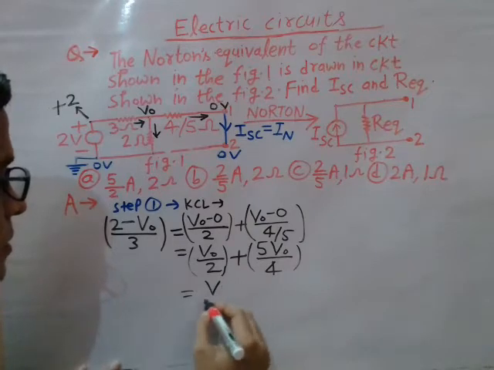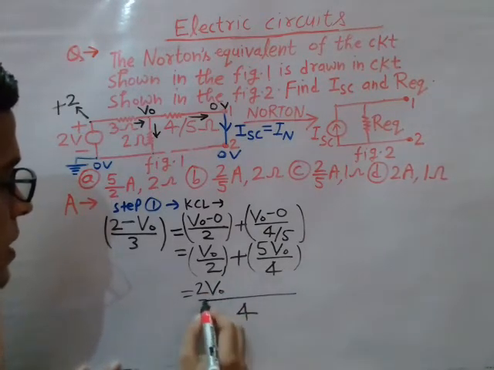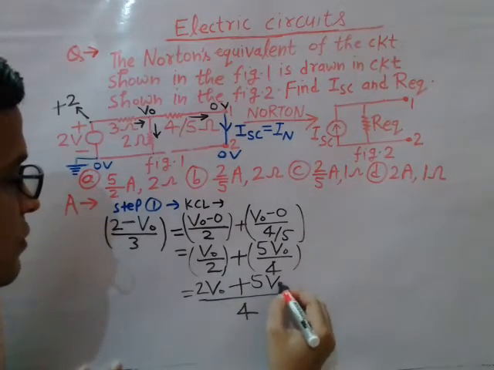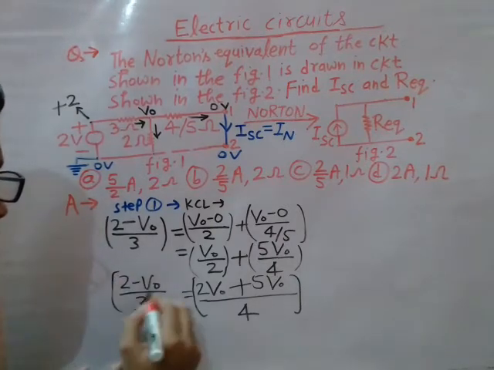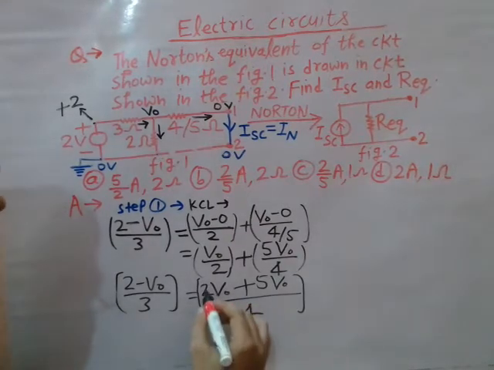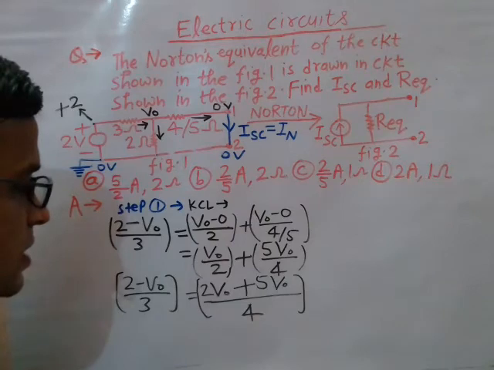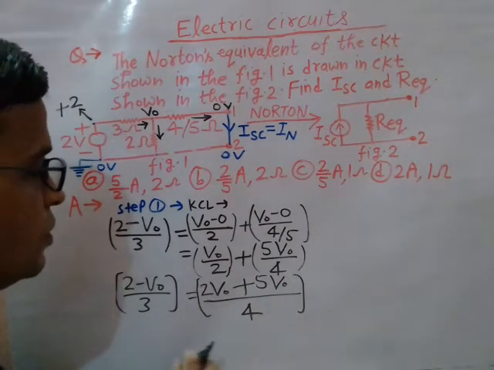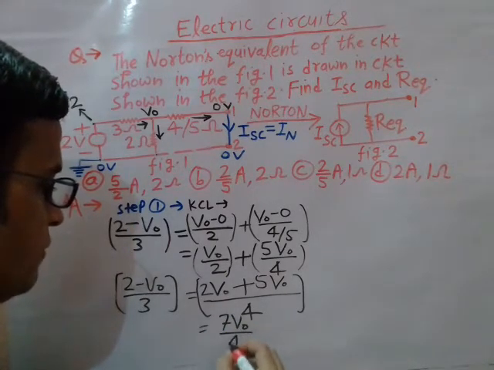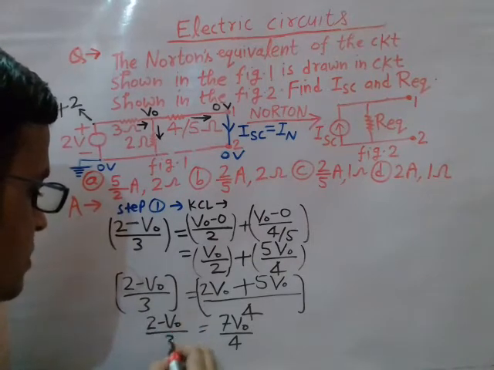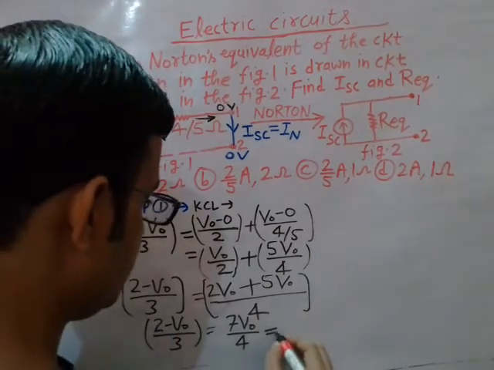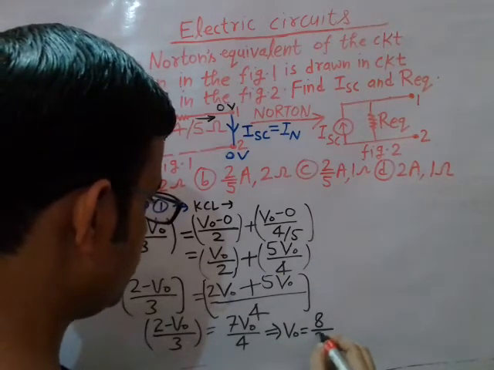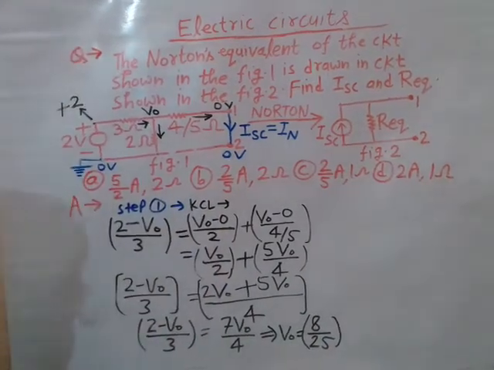You take LCM 4, you will write 2 V naught plus 5 V naught divided by 4, and this is equal to 2 minus V naught divided by 3. So 2 V naught plus 5 V naught, 2 plus 5, is 7 V naught. So 7 V naught by 4 is equal to 2 minus V naught divided by 3. When you solve this, you will get V naught is equal to 8 by 25. You have calculated this V naught now.